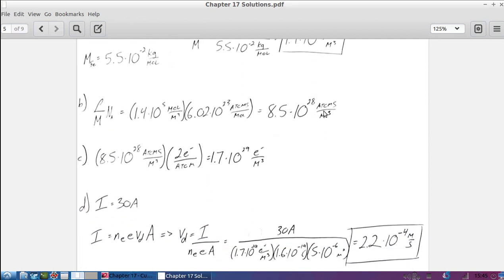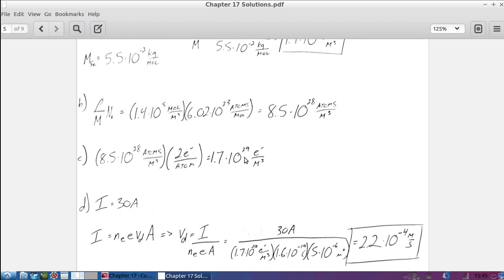Part C, I'm looking for the free charge density, or the electron density. The problem says that an iron atom gives up 2 valence electrons, and so I multiply my atom density from part B by 2, and I get the number of free charges per cubic meter, 1.7 times 10 to the 29.